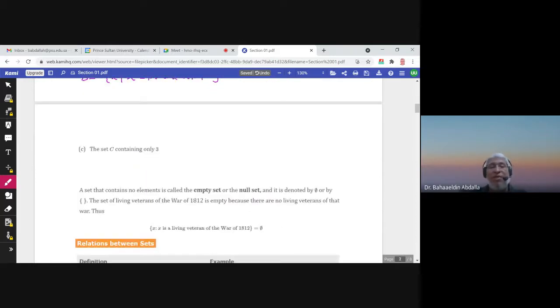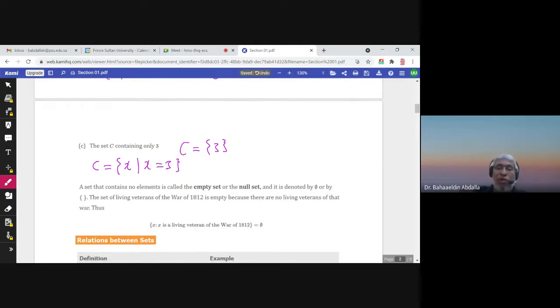The set C containing only 3. So there is only one element inside C. Or by describing, I can say this consists of all X such that X is 3. So C consists of one element, which is 3.